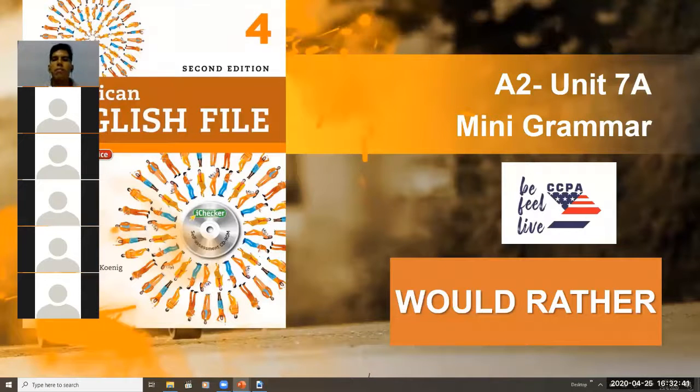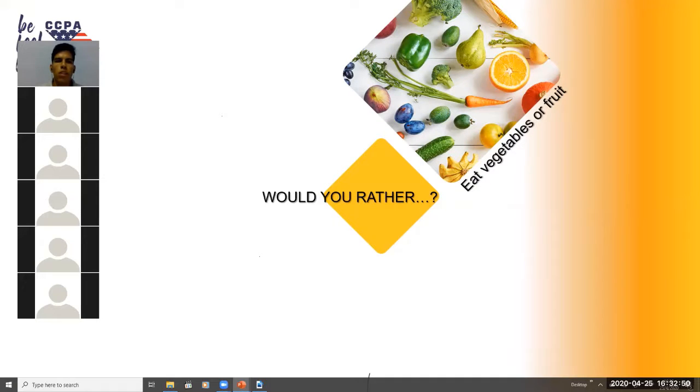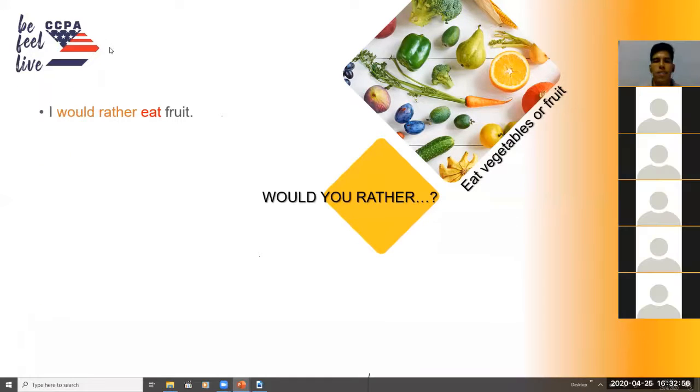And then you also have a mini grammar section in this unit, which is about would rather. So would you rather eat vegetables or fruit? Personally, I'd rather eat fruit. How about you guys?